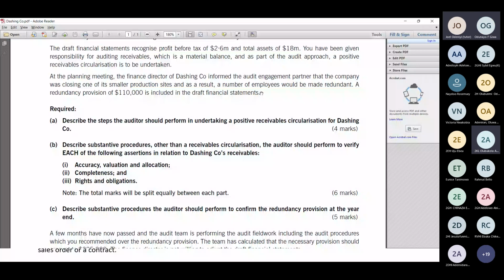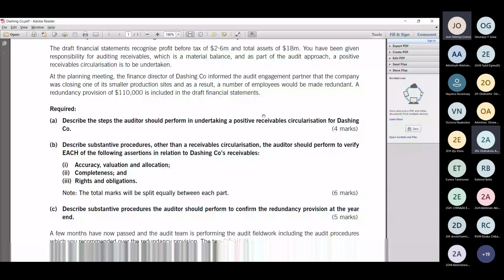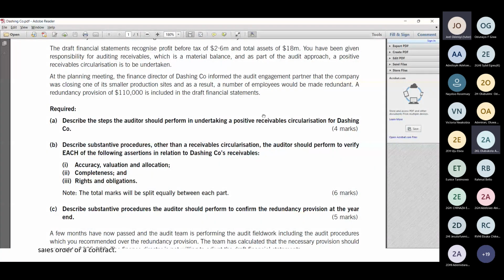Okay, so let me just reword it for you. One thing you could have said is you can review minutes of the board to confirm the existence of the redundancy. You do that so that you can confirm that the company is really shutting down, that there's been an approval for the shutdown or the closing of the production site, and to confirm that the redundancy provision exists. So that's one way you can put it.